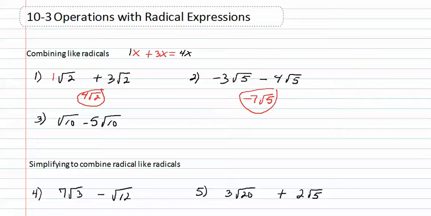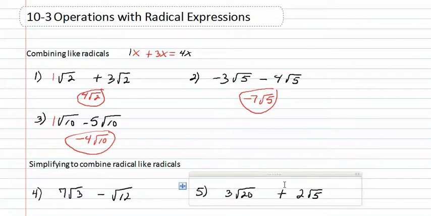That's my answer. Now here I have a radical 10. There's 1 radical 10 here, and there's negative 5 radical 10's here. How many radical 10's do I have? Well, 1 and a negative 5 is a negative 4 radical 10. That's my answer here.